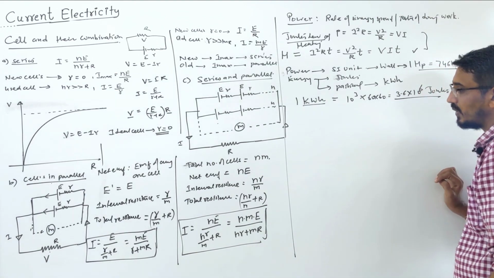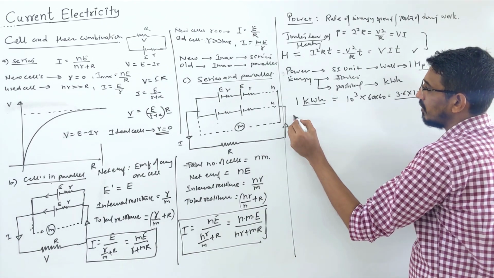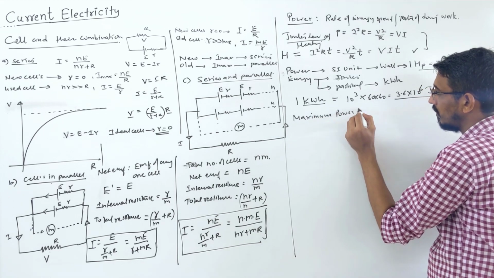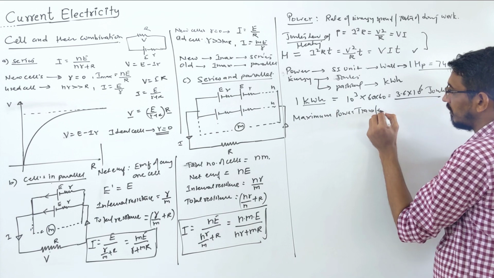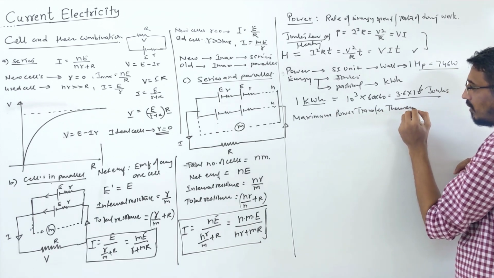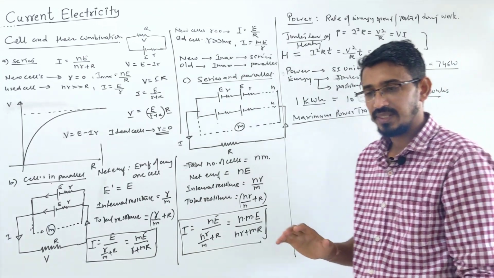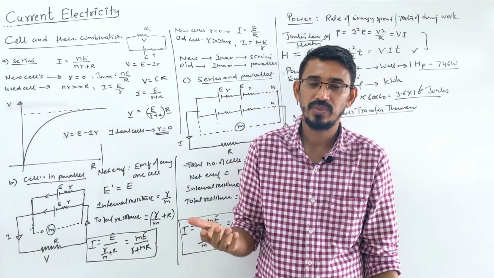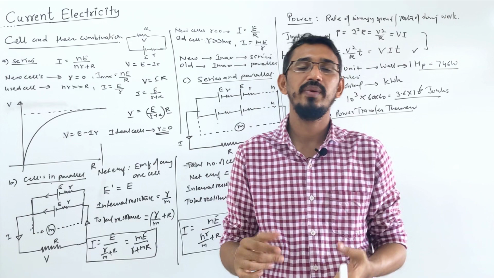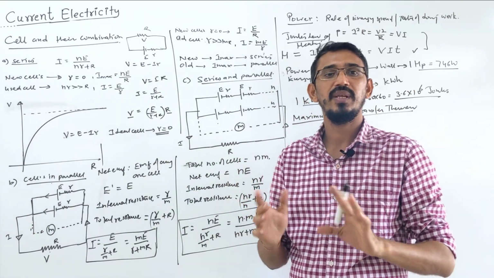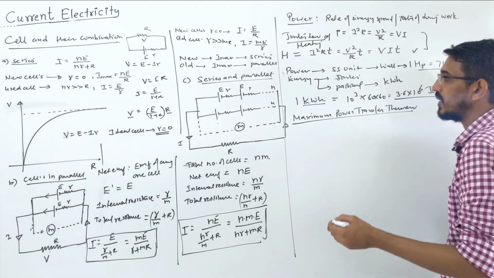So here I am writing a small topic called the maximum power transfer theorem. Let's talk about that. This theorem tells you under what condition the power transferred through a circuit, or power consumed by a circuit, will be the maximum. Here we use basic mathematics, a maximum-minima principle. The circuit remains the same only.